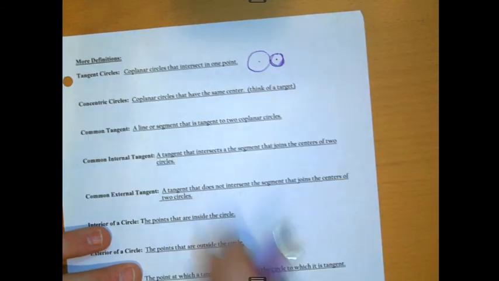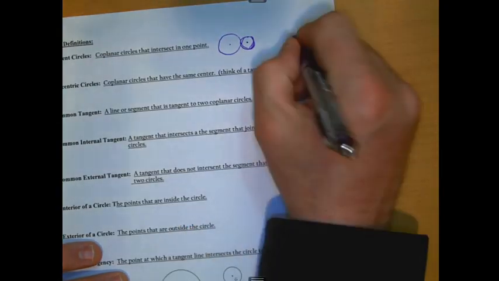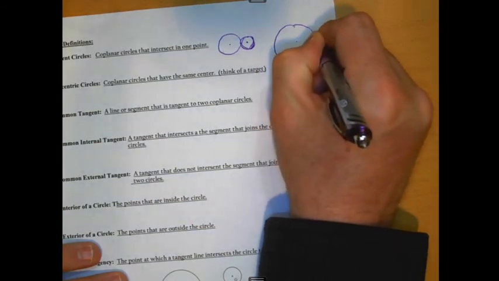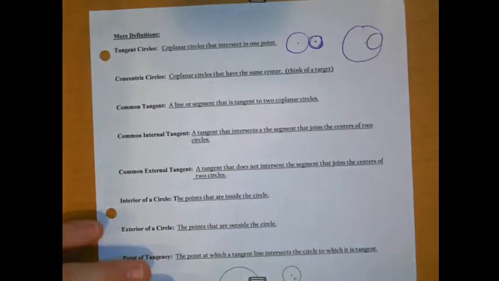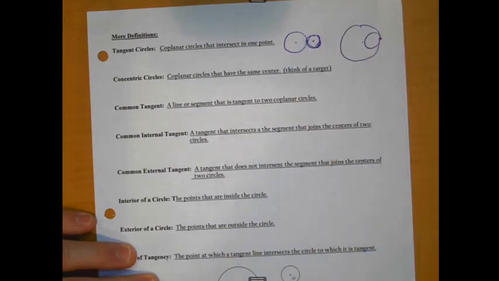So they intersect at one point, like a snowman. Or you could have this circle, and then you can have this circle inside of it. Okay? So those are tangent circles. They intersect at one point. This one point, yes, it's over-exaggerated.